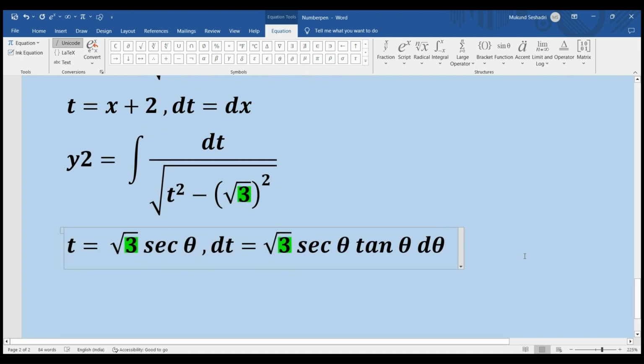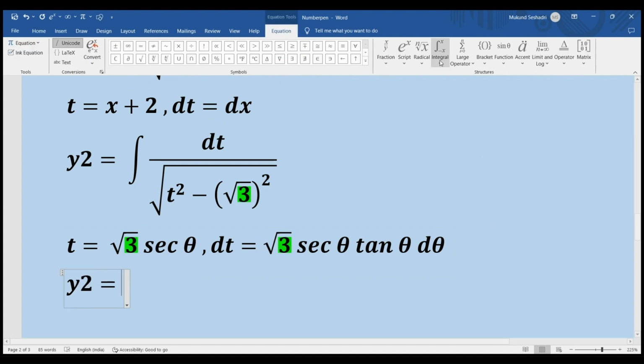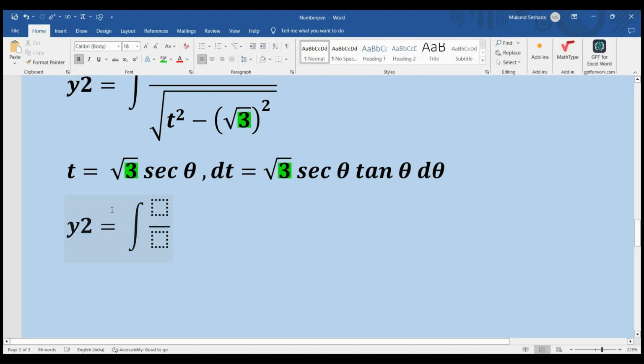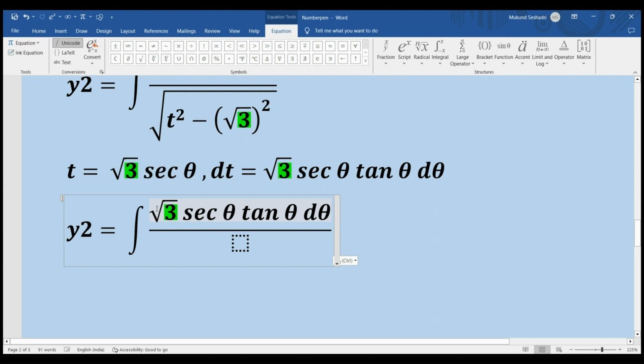So now what do I do? I go back to my y2 and try to express everything in terms of theta, and you will see that my y2 is a lot simpler than how it looks right now, right? So let's make the necessary substitution. I have a dt in the numerator, so I'm going to replace it as root 3 times secant theta tan theta d theta. And in the denominator, I have a square root of t square minus root 3 the whole square, which is nothing but root 3 square times secant square theta minus root 3 square.